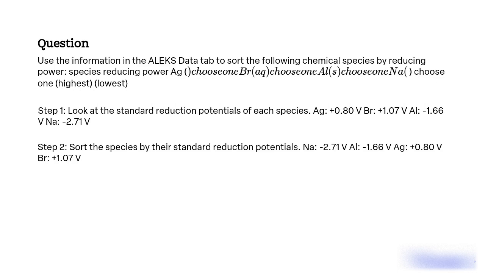Step 2. Sort the species by their standard reduction potentials. Na+, −2.71 V. Al³⁺, −1.66 V. Ag+, +0.80 V. Br₂, +1.07 V.